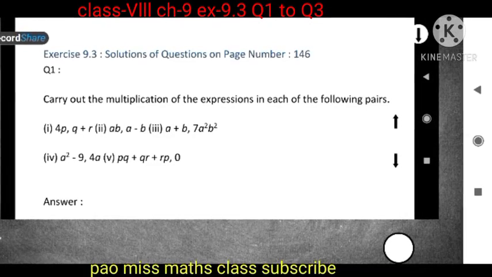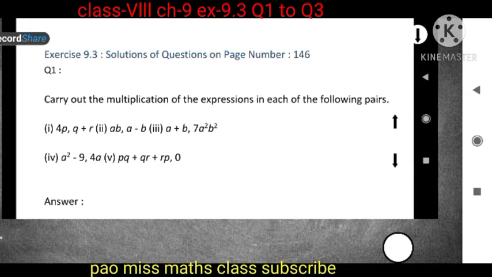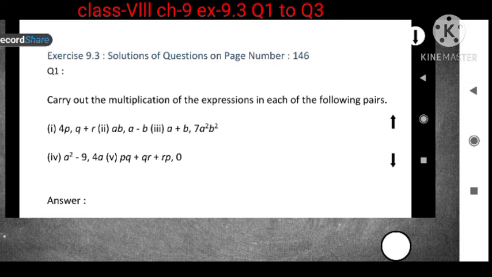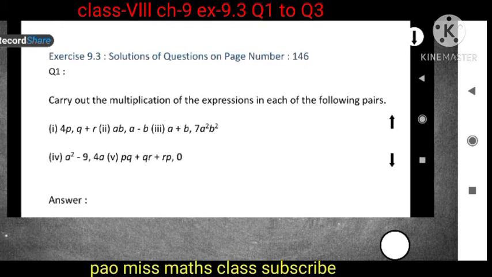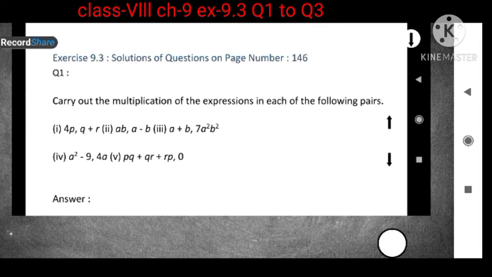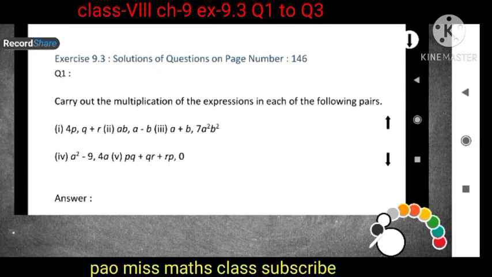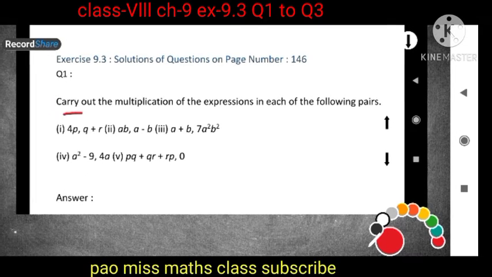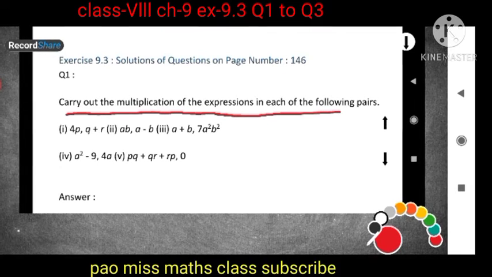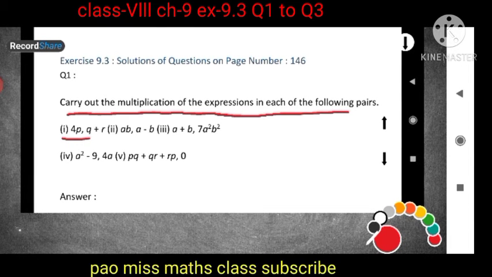Today in this video I will cover class 8 maths chapter number 9, exercise 9.3, algebraic expression and identity. From this chapter, exercise 9.3, come to question number 1. Carry out the multiplication of the expression in each of the following pairs. Okay, we have to do multiply.